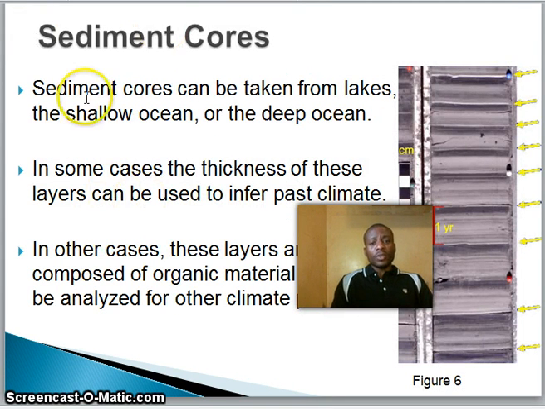Now, sediment cores were one of the first data sources we used to study paleoclimates. The cores are taken from the bottom of lakes, shallow oceans, and the deep seas, and the thickness of these layers represents the different climate periods as the layers were being deposited. Analysis of them will then give us clues about what the climate looked like at the time.